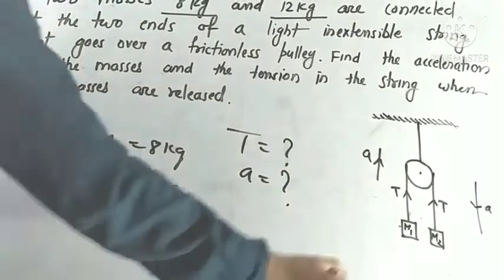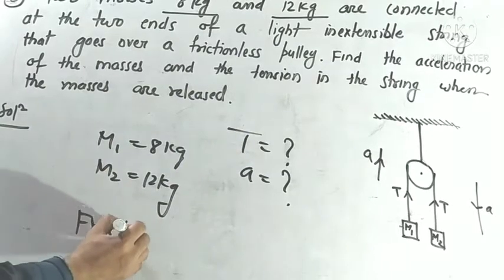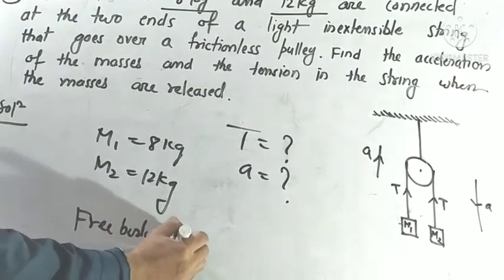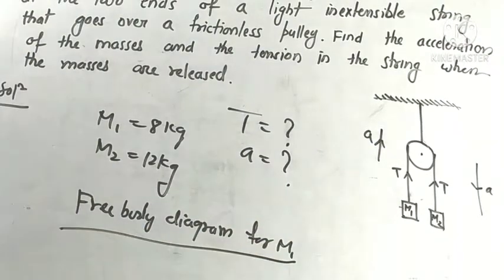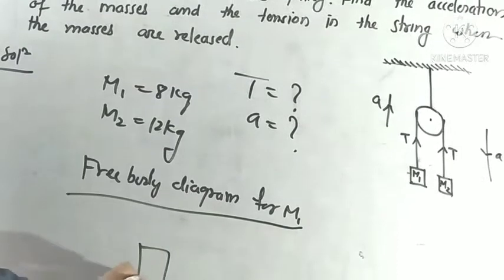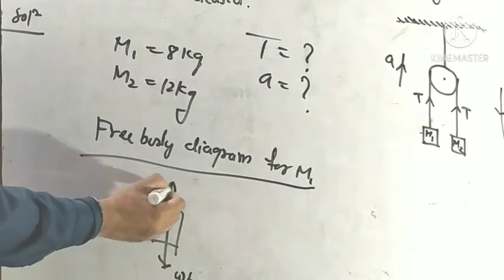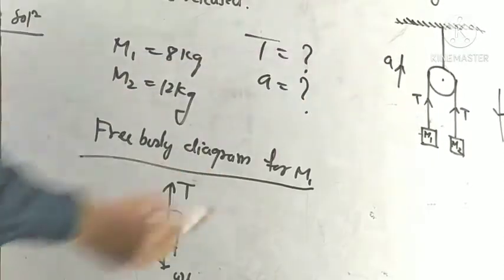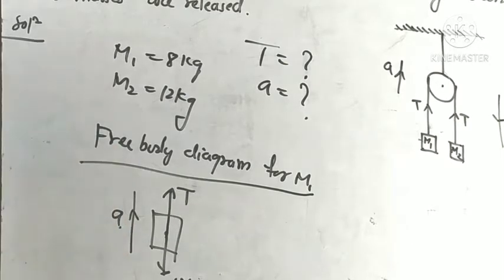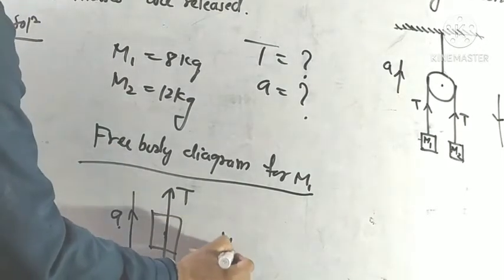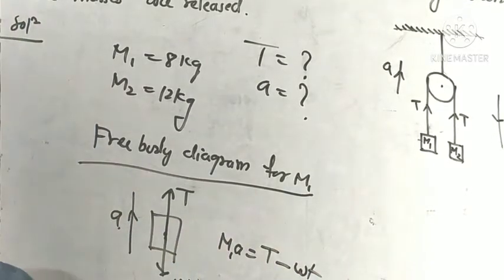So here we see the free body diagram for mass M1. How many forces are working on this body? Two forces: the weight of this body working vertically downward, and tension T in the string working vertically upward. This body will move vertically upward with acceleration A. So net force on this body will be M1A is equal to tension T minus weight. So tension T is greater than weight.